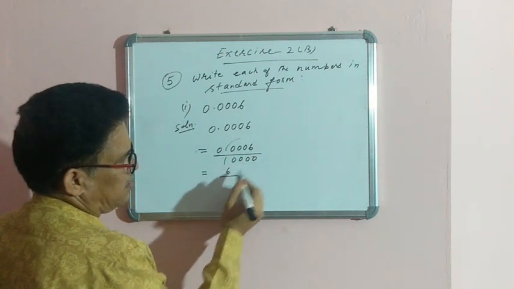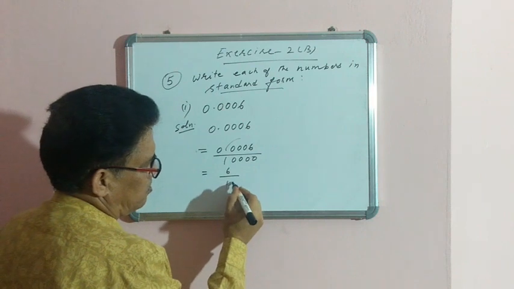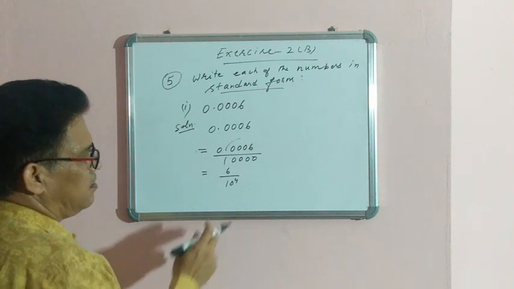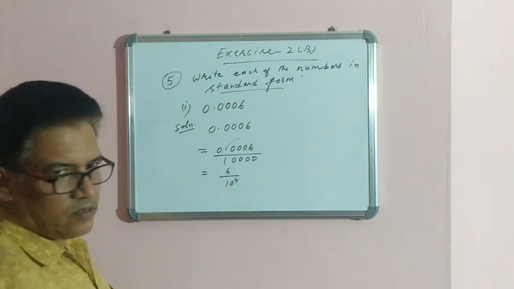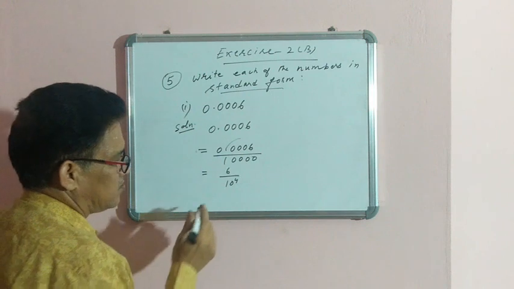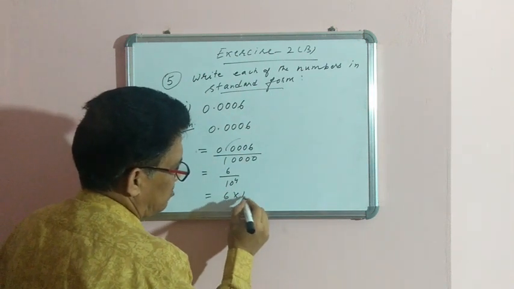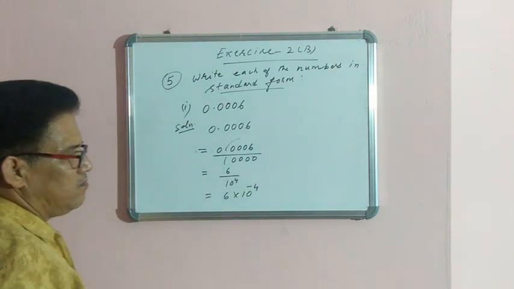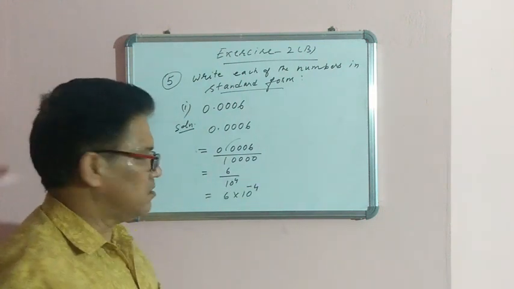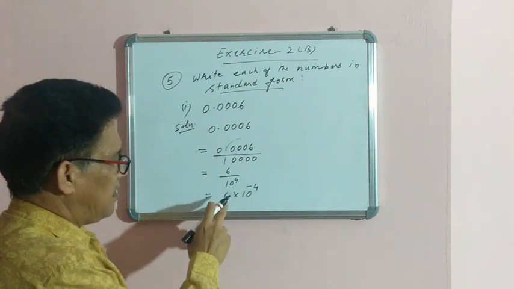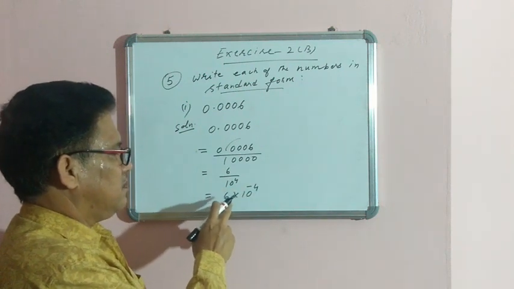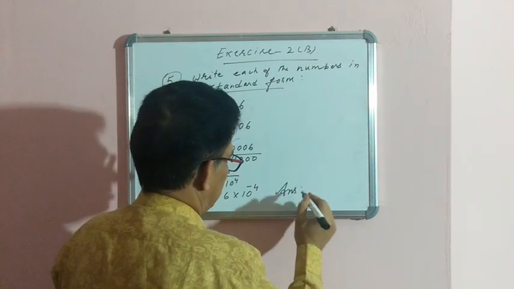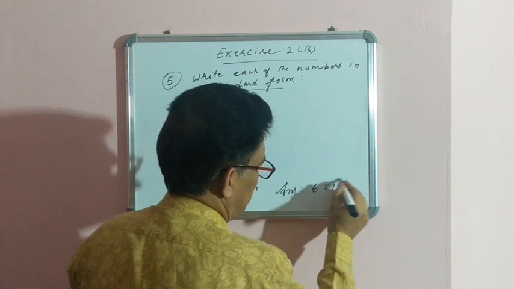Upon this we can write as 10 power 4. Now when it goes to the numerator, the sign will change. 10 power 4 will become 10 power minus 4. So 6 into 10 power minus 4. The value of n can be a positive or negative integer. Here it is a negative integer. The value of m is greater than or equal to 1 and smaller than 10, so this is the standard form. Our answer is 6 into 10 power minus 4.